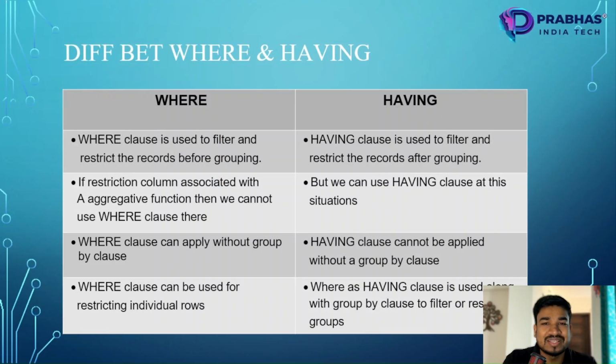Now we will see the difference between where and having. We have already seen that the where filter is applied to restrict or filter the records before grouping, but having is used after grouping. That is the main difference. Also, if you use the where clause, you need not use any aggregate function, but in having you use an aggregate function. We can use where without a group by clause, and we cannot use having without a group by clause. And you can filter individual records with the help of where, but with having it's not possible to filter individual records.